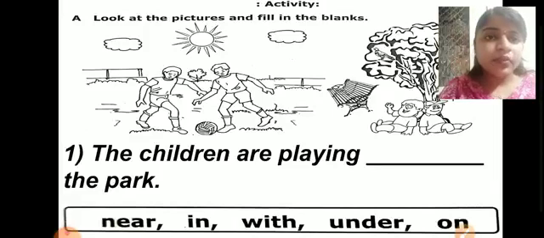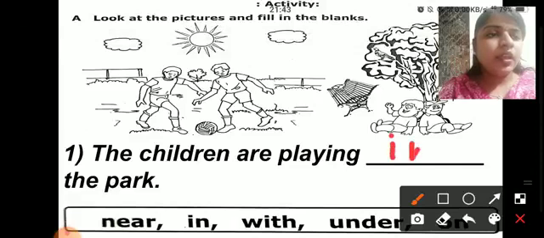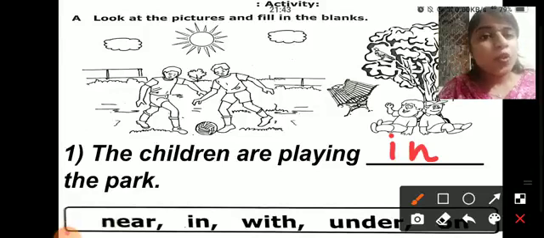Okay, children? You're going to write it with me. Write it down. I-N, in the park. The children are playing in the park. In is our position word. Okay, children? Done, everyone? Good.